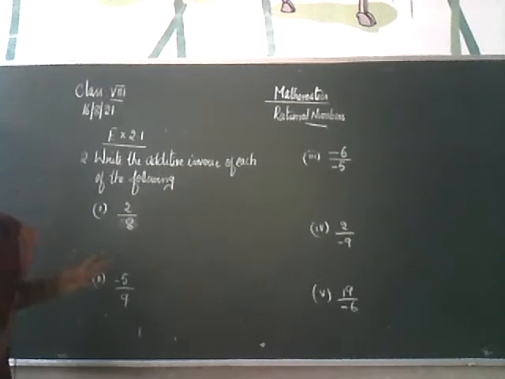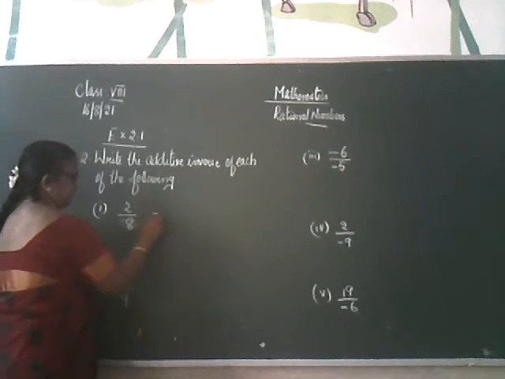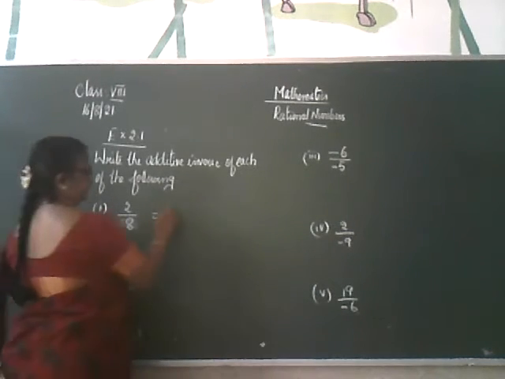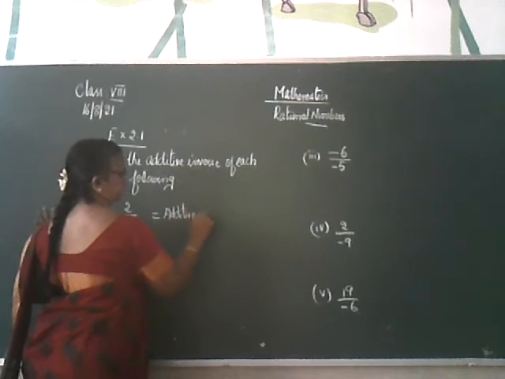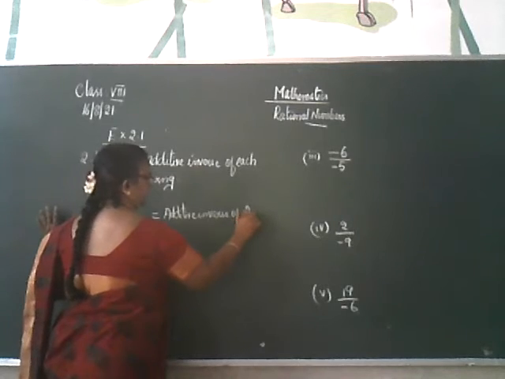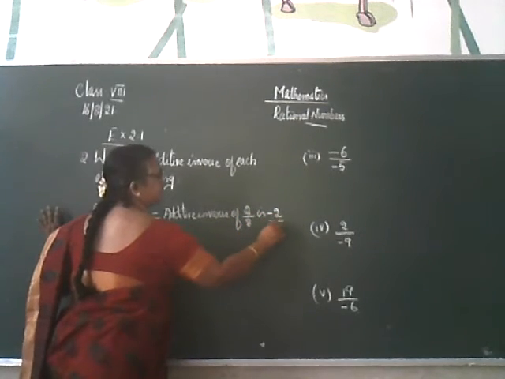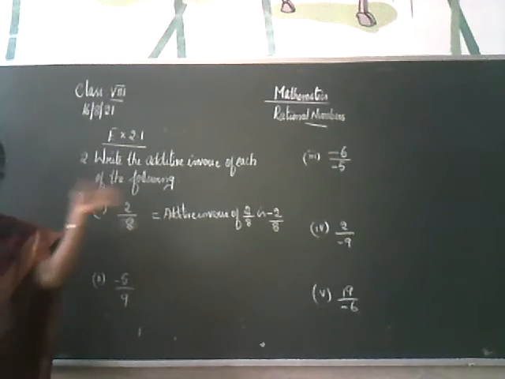So, additive inverse means just changing the sign. When plus is given, you have to write the negative of it. When negative is given, you must write the positive of it. So, the additive inverse of 2 by 8 is positive, so you can write minus 2 by 8. Additive inverse of 2 by 8 is minus 2 by 8.